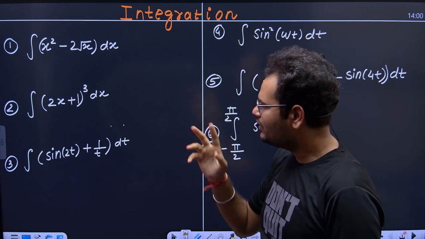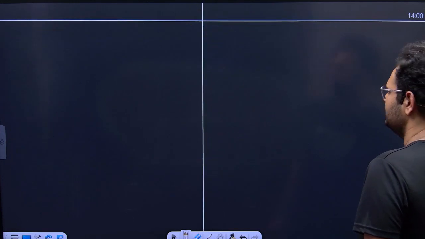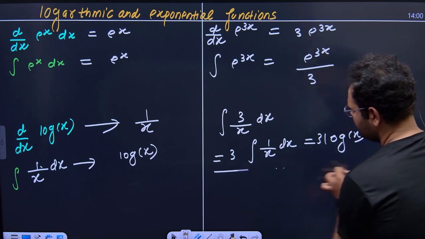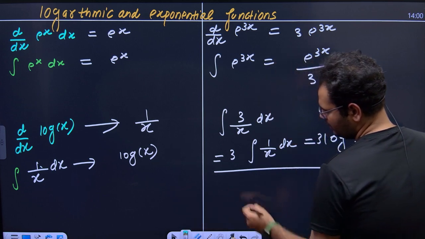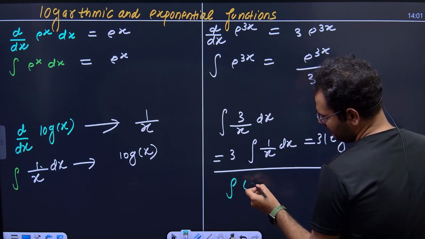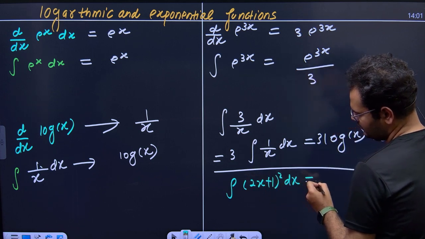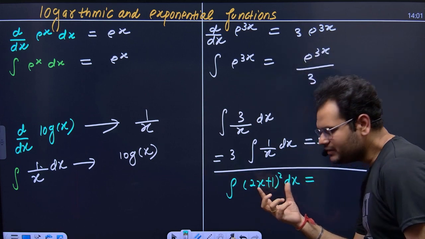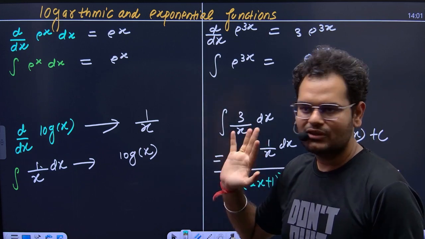Okay, one question I want to tell you, that part I think I have not discussed. Suppose I want to integrate (2x plus 1) square dx. How will you integrate this? Some smart people will expand this and square it, and till evening they will keep solving. Okay, don't do that.